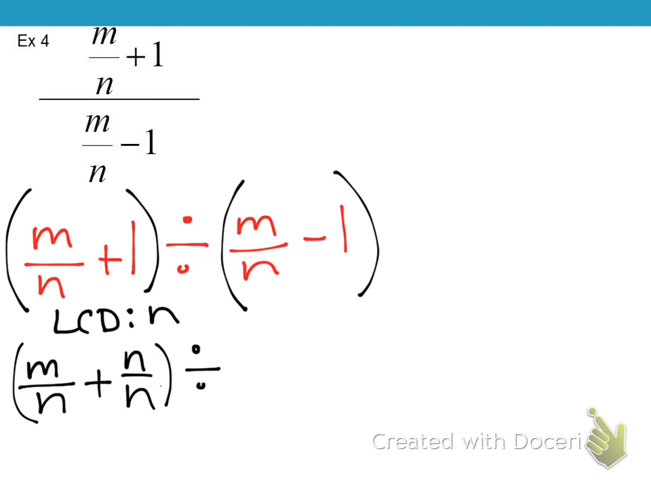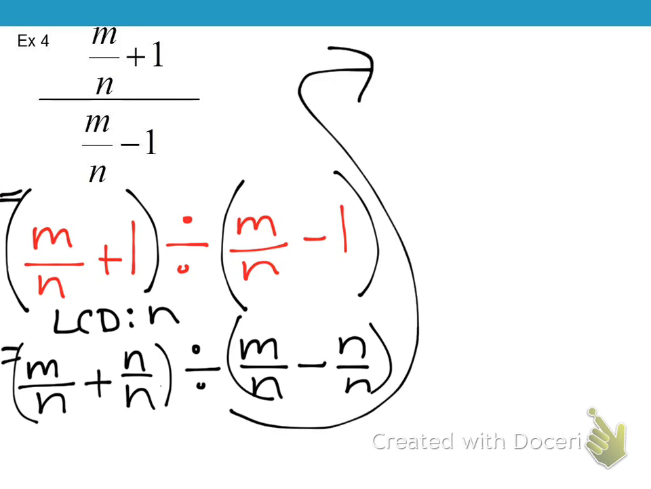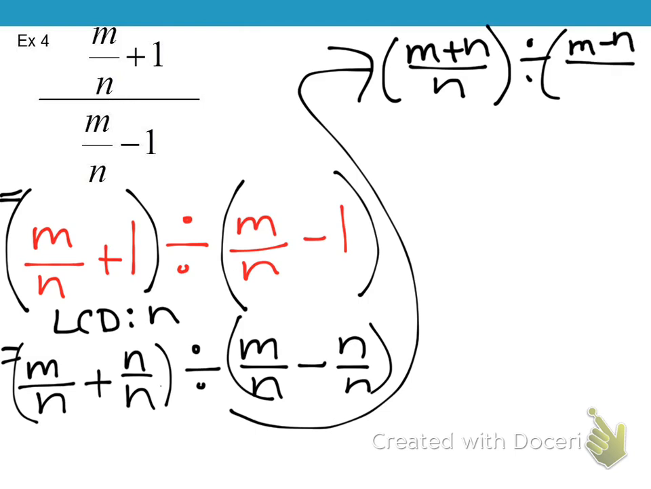All right, still dividing. What's going on in the back? Same thing. I can do n over n to get common denominators. And these are all equal to the step above it. All right, so now I'm going to start writing over here. So up front, this is m plus n over n. Still dividing. M minus n over n. Now what?